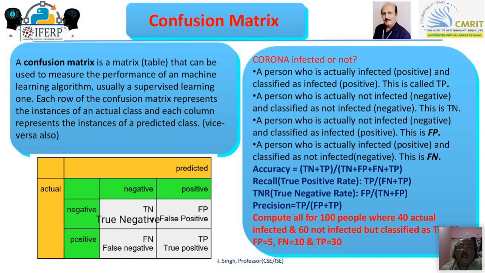And how is the accuracy computed? True negative plus true positive, whole divided by true negative plus false positive plus false negative plus true positive. And how to compute the true positive rate, true negative rate and precision? For 100 people, we have 40 actually infected and 60 not infected, but classified this way. So it is an assignment for the audience. You can compute the accuracy of those findings. Coming to the next.